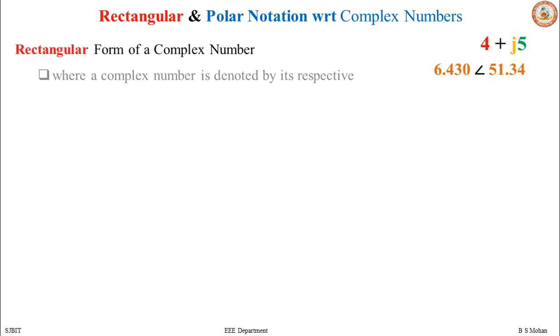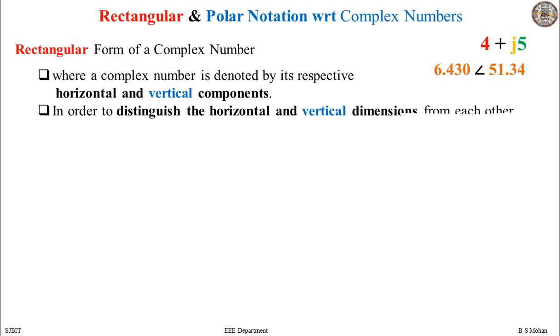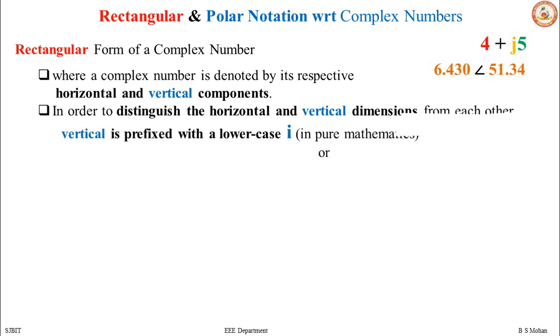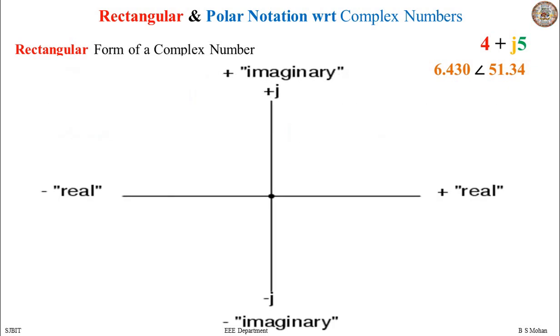The rectangular form of a complex number is denoted by its respective horizontal and vertical components. In order to distinguish the horizontal and vertical dimensions from each other, we use the component called i or j. So this is how we generally represent the real part and imaginary part of a given complex number. 4 is the real part which comes along the x-axis, and plus j comes on the plus y-axis, and this point is where we have 4 plus j5.